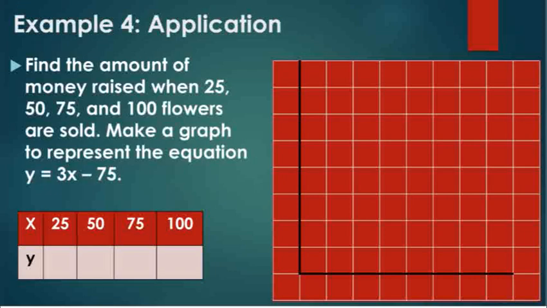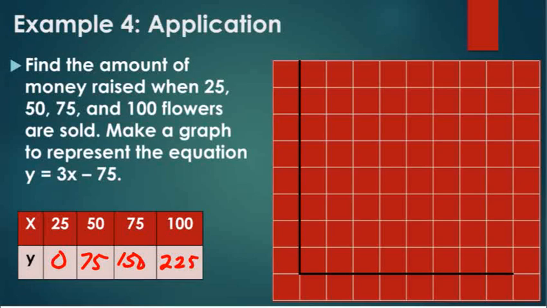So if I put a 25 in for x, 25 times 3 is 75. 75 minus 75 is 0. Put a 50 in. 50 times 3 is 150. 150 minus 75 gives us 75. 3 times 75 equals 225. Minus 75 gives us 150. And 3 times 100 is 300. Minus 75 gives us 225. So now we need to graph these.